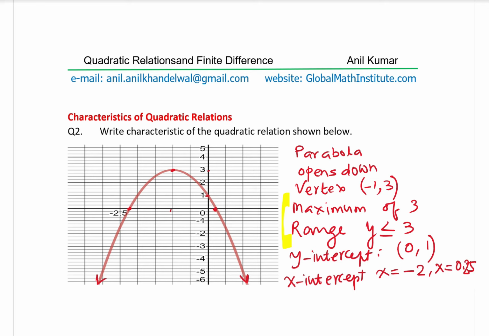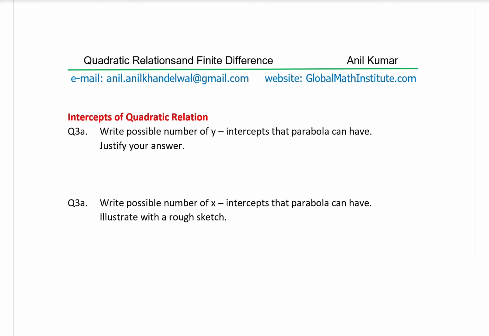So I hope that makes sense, right? Now here is question number 3. It is a very interesting question. It says, we'll now talk about intercepts of quadratic relation. So let me first tell you what the intercepts are. Question 3 is, write the possible number of y-intercepts that a parabola can have. Justify your answer. Now, when I say y-intercepts, it basically means the point on the y-axis where the graph will cross.